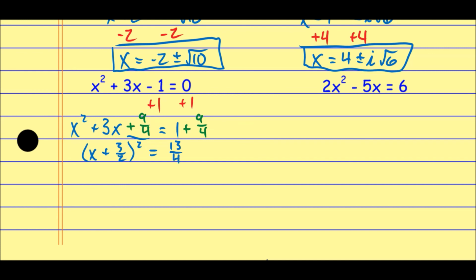And now I can solve using the square root. I take the square root of each side. So here I get x plus 3/2 equals, well, I've got to remember my plus or minus. I also have to do each of these individually. The square root of 13 over the square root of 4, which is actually a 2. And now I can subtract this 3/2 from each side.